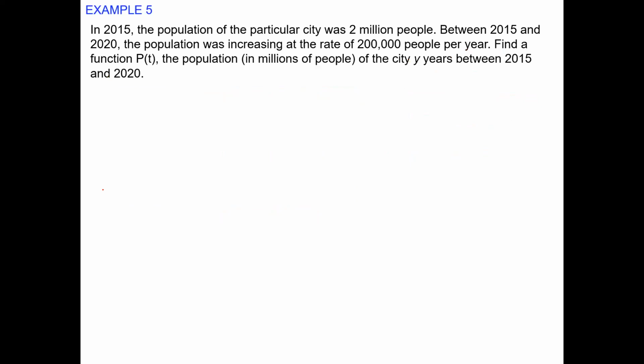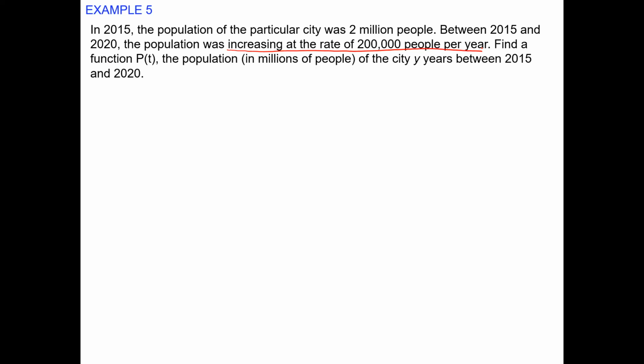Now, a couple of applications, then you will practice. Probably all of my applications will be about getting the equation of a line, mx plus b. In 2015, the population of a particular city was 2 million people. Between 2015 and 2020, the population was increasing at a rate of 200,000 people per year. That means I will say this is the slope.